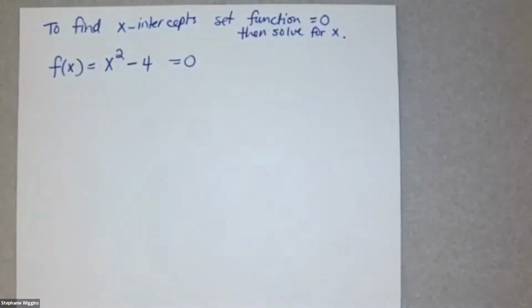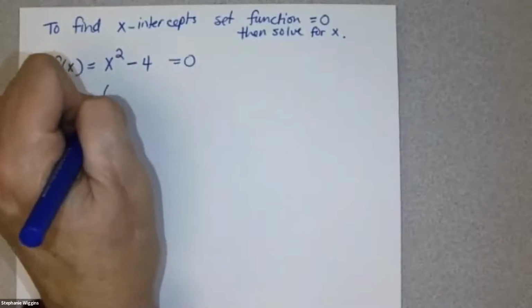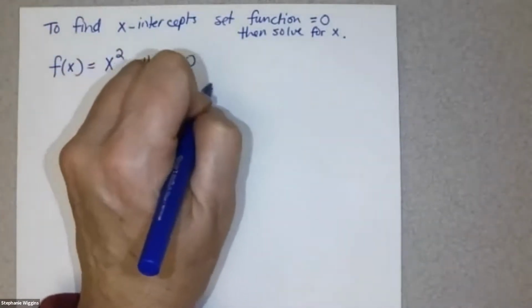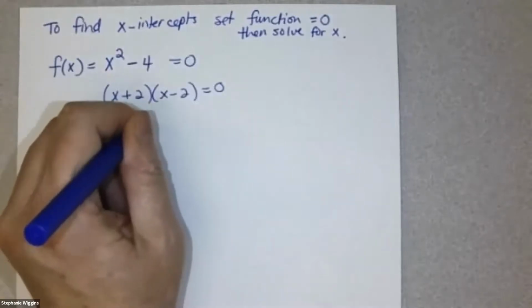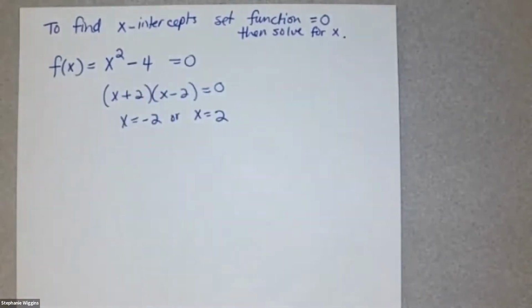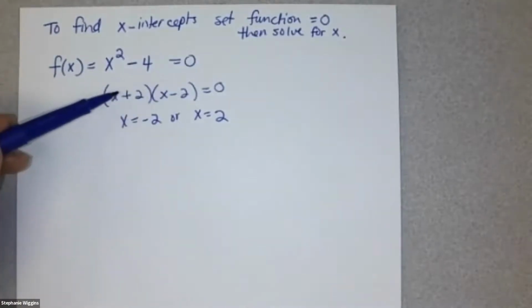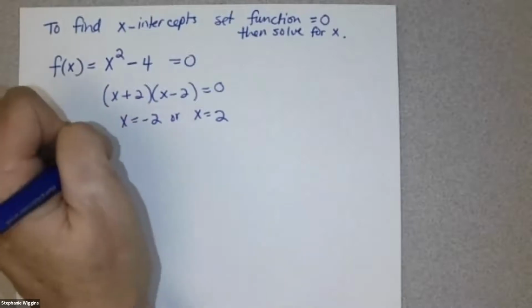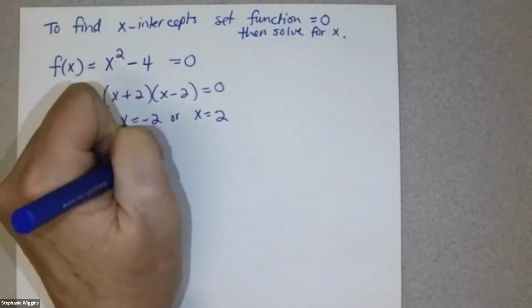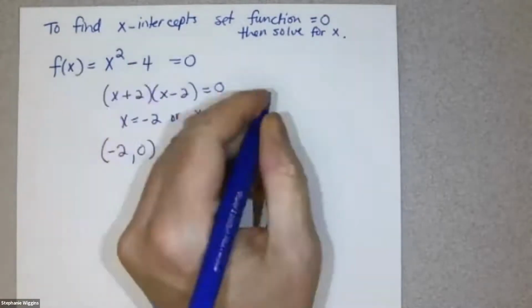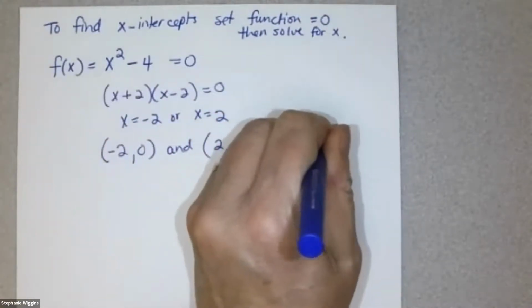So this means that if I solve for x, I get that x is equal to -2 or x is equal to 2. By setting the factors each equal to 0, I get these two solutions. So (-2, 0) and (2, 0) are x-intercepts.